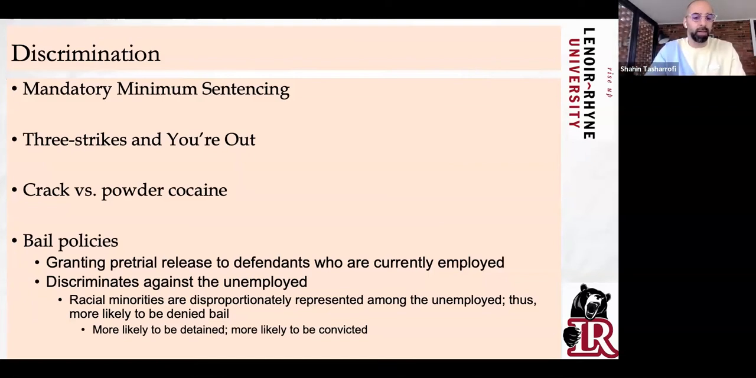The problem is this type of policy kind of discriminates against people who are unemployed. And we know that racial minorities are disproportionately represented among the unemployed. So they are more likely to be denied bail.